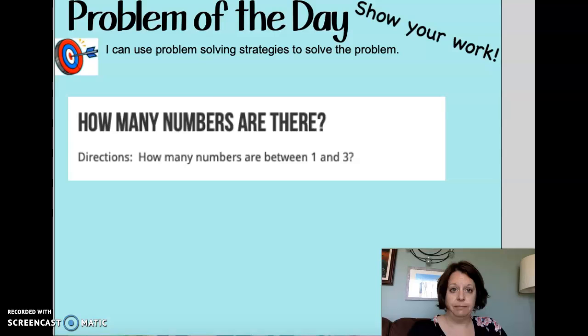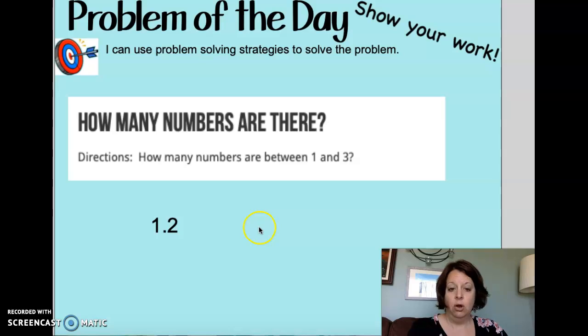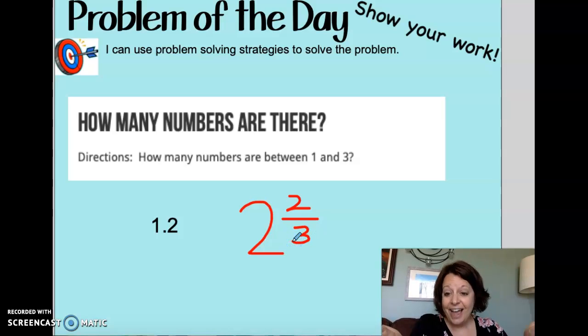For instance, the number 1.2, so 1 and 2/10. That's between 1 and 3, correct? Yep, it is. It's a whole number 1 and then a fraction of the number 2/10. Or we can think about this number. Let me just get my pen going. 2 and 2/3. Is that between 1 and 3? Sure is.